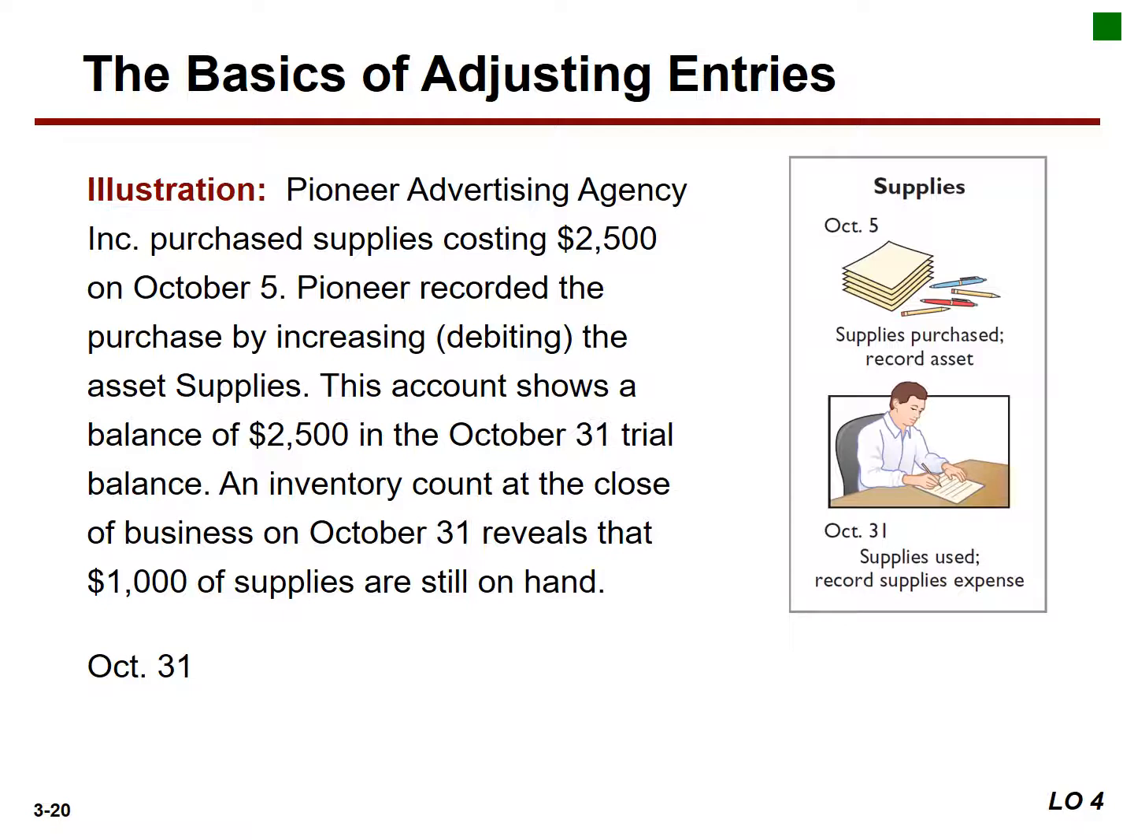So we can find out how many supplies have been used by going in and taking an inventory of the supplies we still have on hand. And in this example, it shows that they had $1,000 worth of supplies still on hand. That tells us that $1,500 worth of supplies have been used during the month of October. So to record that usage, we're going to go in and debit supplies expense for $1,500. This will put the supplies used into an expense account, and then we're going to credit the asset account supplies.